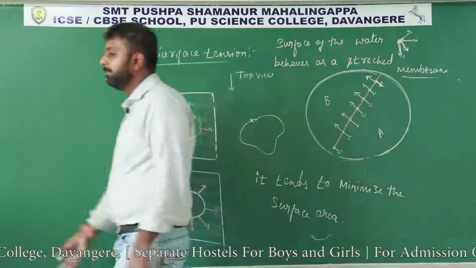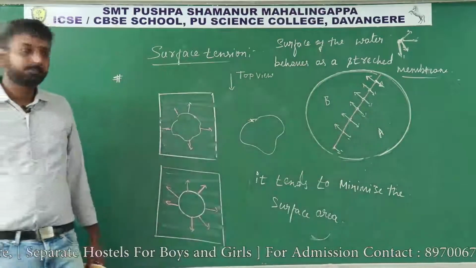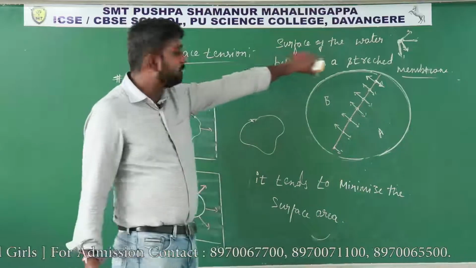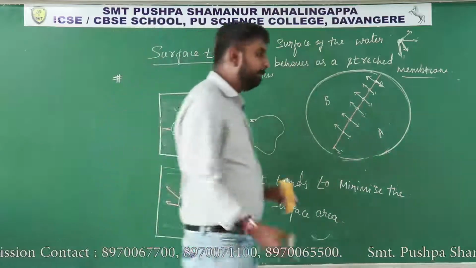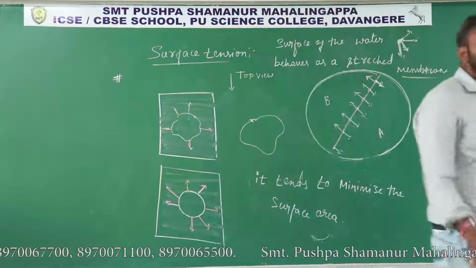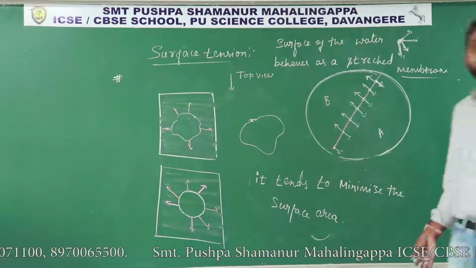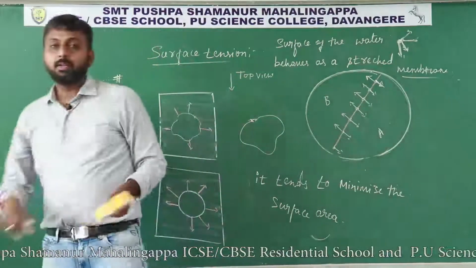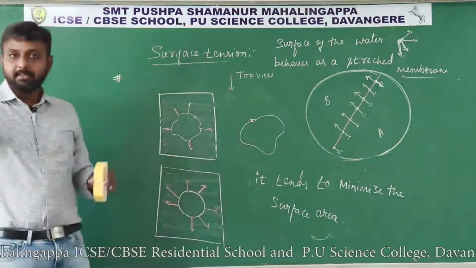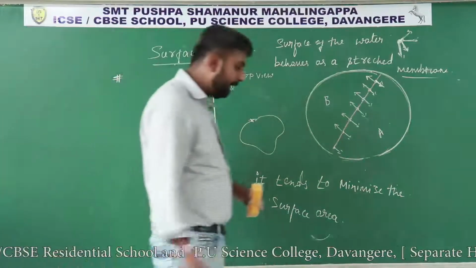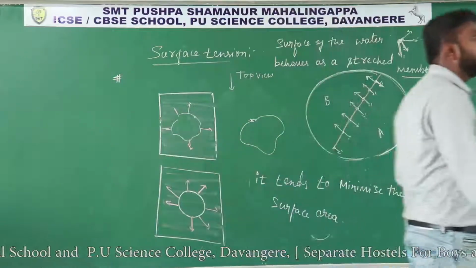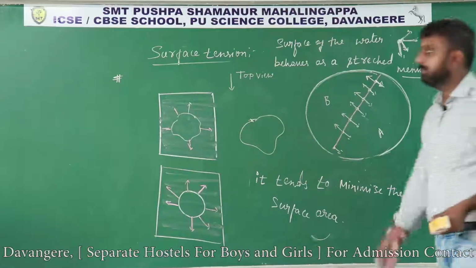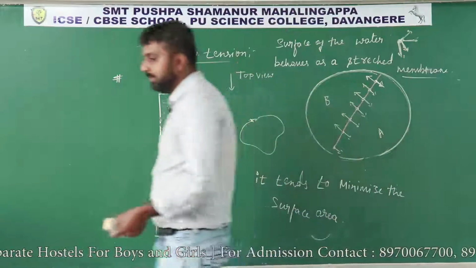Because of that, it tries to minimize the surface area and behaves as a stretched membrane. And how to define surface tension? It is the total force on either side of the imaginary line divided by the length of that imaginary line. That means a force per unit length. That is called surface tension.